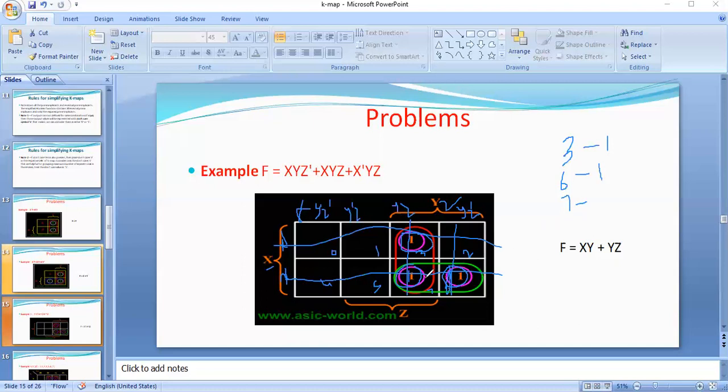For minterm 7, actually 5 is adjacent, 3 is adjacent, and 6 is adjacent.